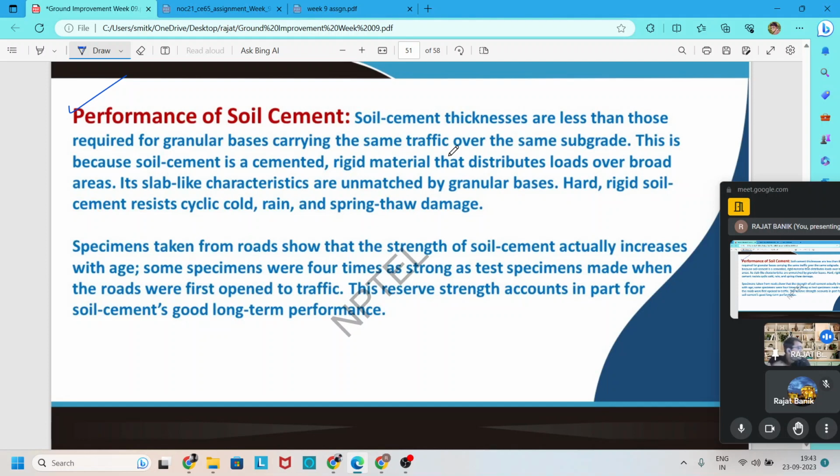So we know that the reaction of the cement is a continuous reaction. It means over a period of time, the strength of the soil keeps increasing. So this is helpful for longer duration or longer performance. This soil cement is beneficial for larger projects where we need more strength over the period. So this is beneficial.